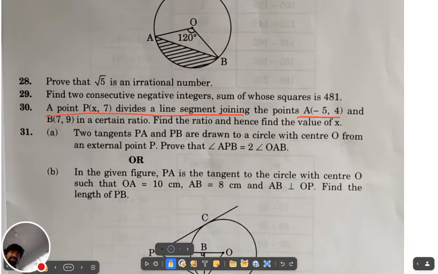The endpoints of the line segment are given, A and B, and the point on AB is given, P (x, 7). Find the ratio and hence find the value of x. So here we need to find the ratio and we have to find the x value.